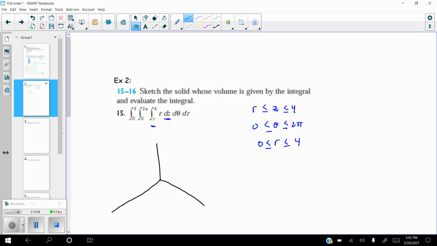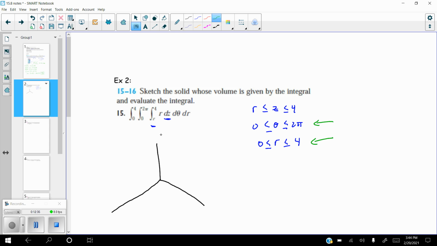Z equals R. Well, Z equals R is a linear function. So if the radius is 1, Z is 1. If the radius is 2, Z is 2. And so on, all the way out till I get to Z equals 4. Z equals 4 is a flat plane. But I know that it's got to be circular in nature. And I get that from this part. And the radius can only go from 0 to 4. And I get that from this part.